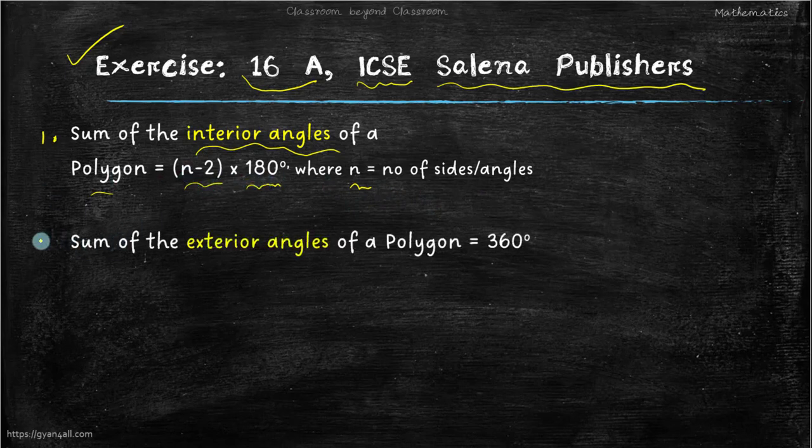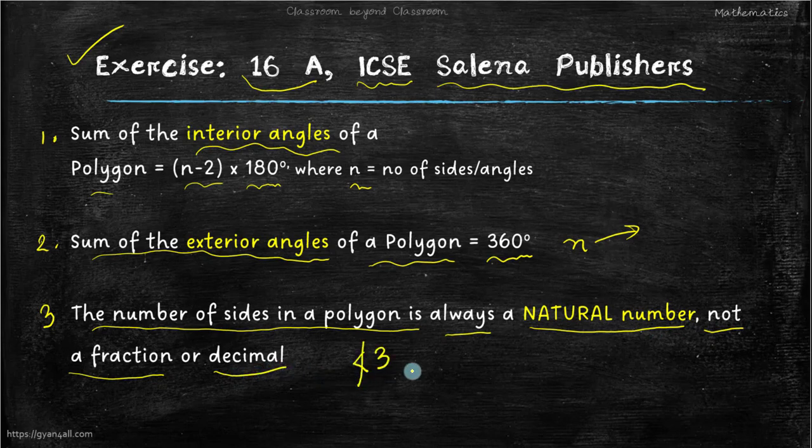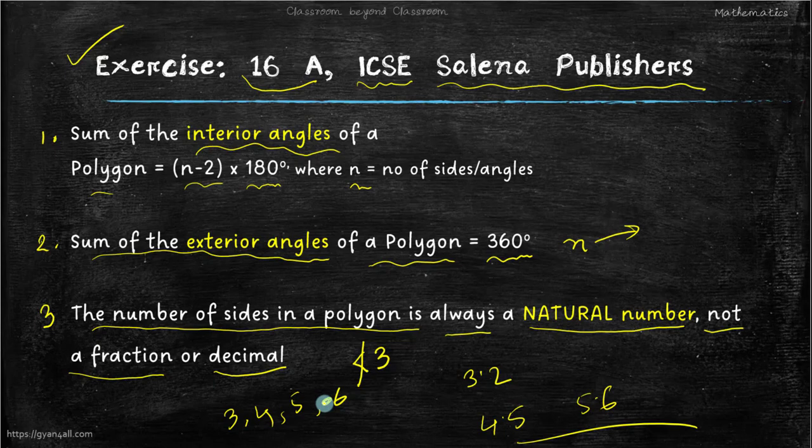Number 2: the sum of the exterior angles of a polygon is always 360 degrees, whatever the number of sides of the polygon. And number 3 is very important. The number of sides of a polygon is always a natural number and it cannot be a fraction or a decimal. It cannot be less than 3, because 3 is the minimum number of lines that a polygon should have, and such a polygon is called a triangle. It cannot be 3.2, 4.5, 5.6 like this. It should always be natural numbers: 3, 4, 5, 6, and so on.